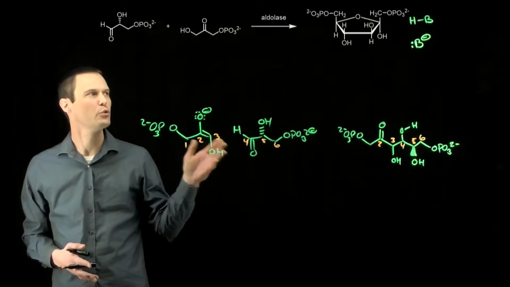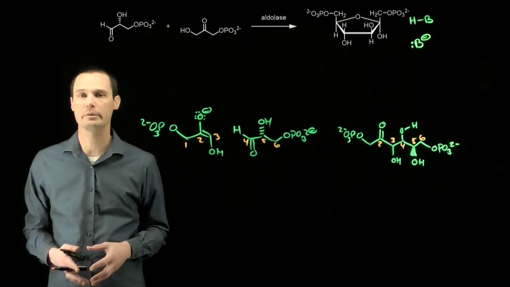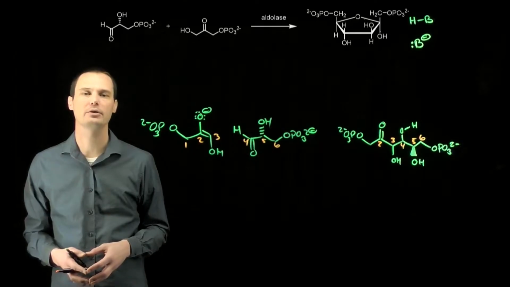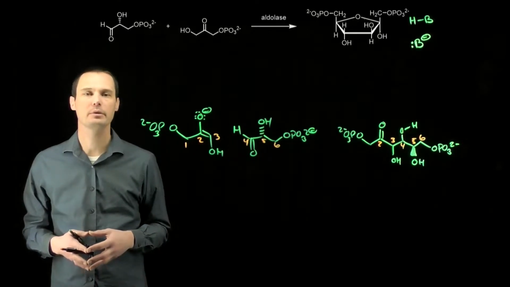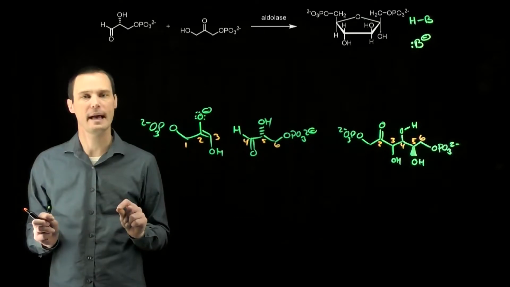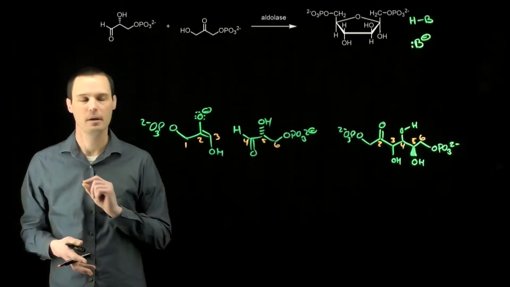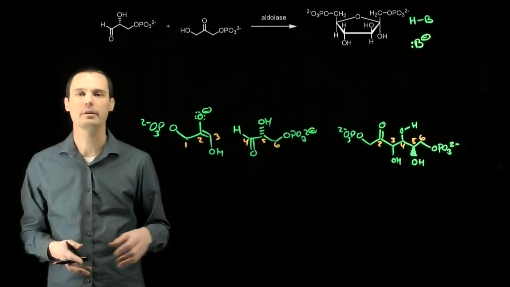This assessment asks us to show the reverse mechanism for the formation of the starting materials from this product under enzymatic conditions. The principle of microscopic reversibility says the reverse mechanism needs to be exactly the same as the forward mechanism. Bond for bond, arrow for arrow, intermediate for intermediate.